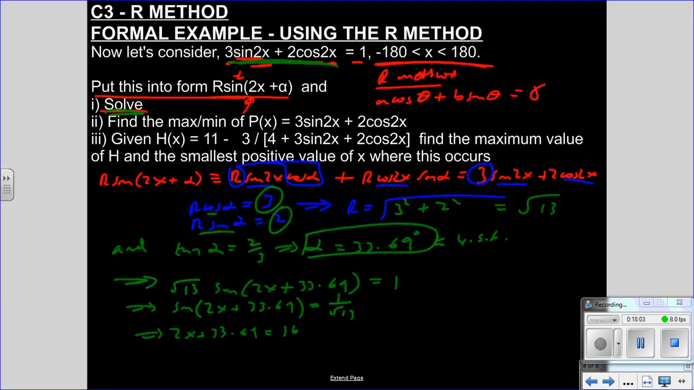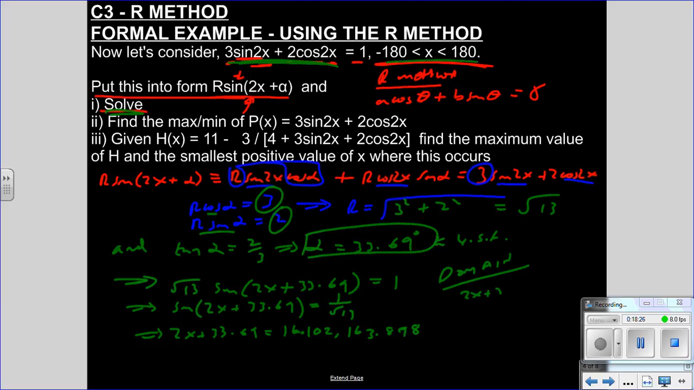So that's 16.102 degrees. Because it's sine, 180 minus that, there's your next principal solution, 163.898. And also we'll fix our domain. This is just C2, isn't it? Our domain is here, so we'll just make that adjustment.